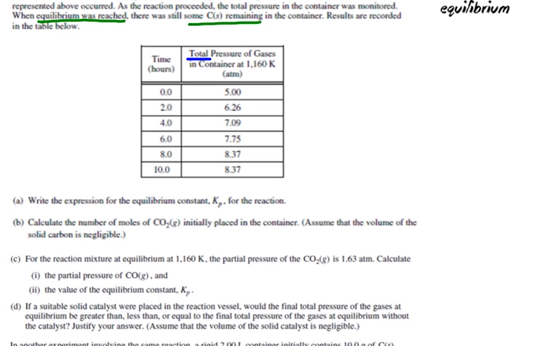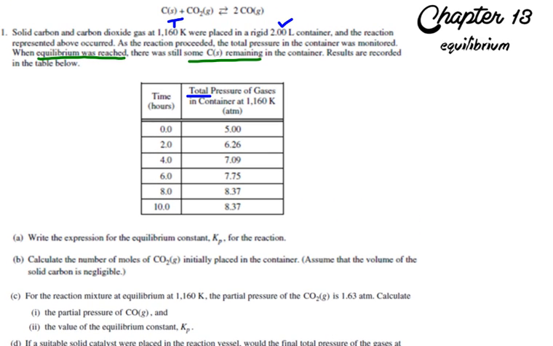Letter A. Write the expression for the equilibrium constant Kp for the reaction. So I want the equilibrium constant Kp. So reminder, equilibrium expressions are generic. You can only include gases and aqueous solutions. So if you look up top, this is a solid. You do not want that. You don't want that. Okay?